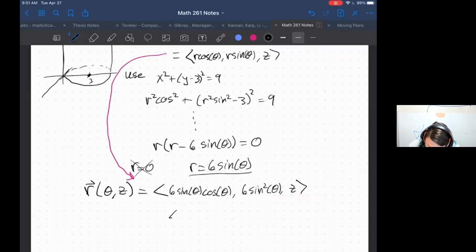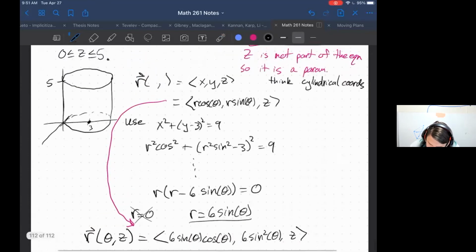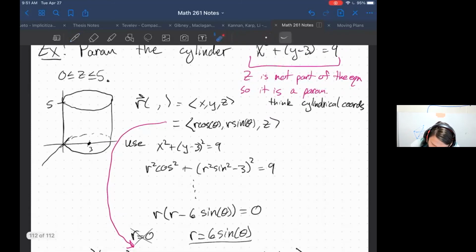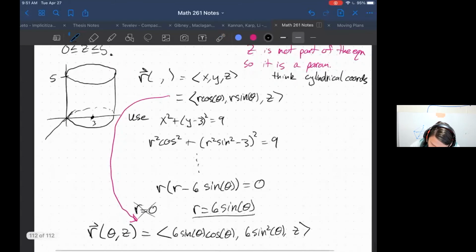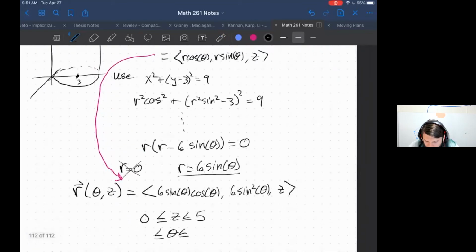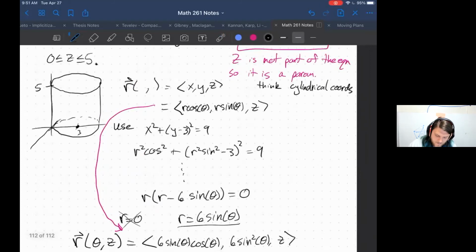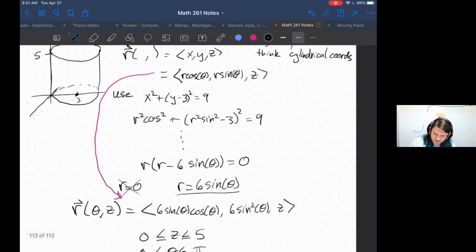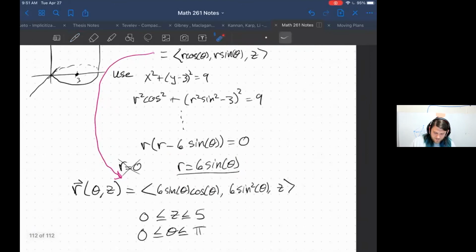The last part is finding bounds. Luckily, we already have z bounds from above, up here. And our theta bounds, we'd have to play around with a little bit. For the sake of time, I'm just going to write them down. 0 to pi would be our theta bounds. Again, you can get them from the picture. You can get them algebraically using this formula too, or using a different formula, but I think I'll stop here and say this is the parameterization of the surface.